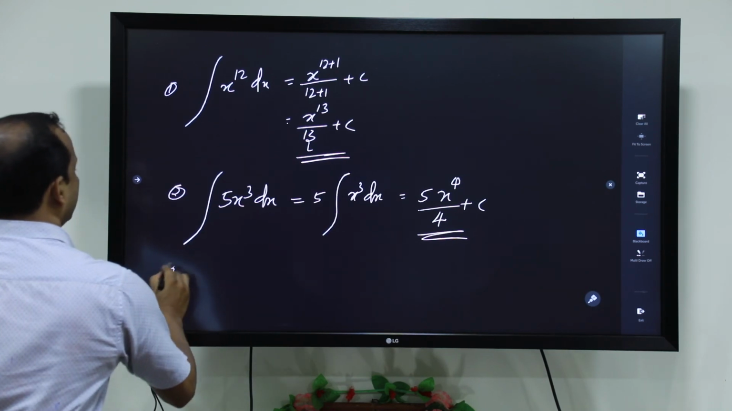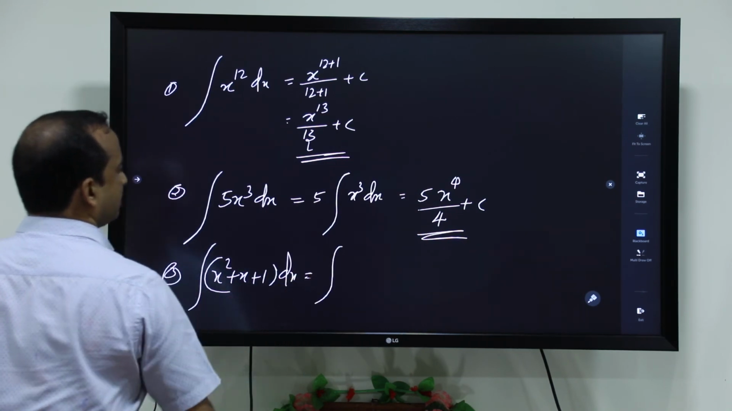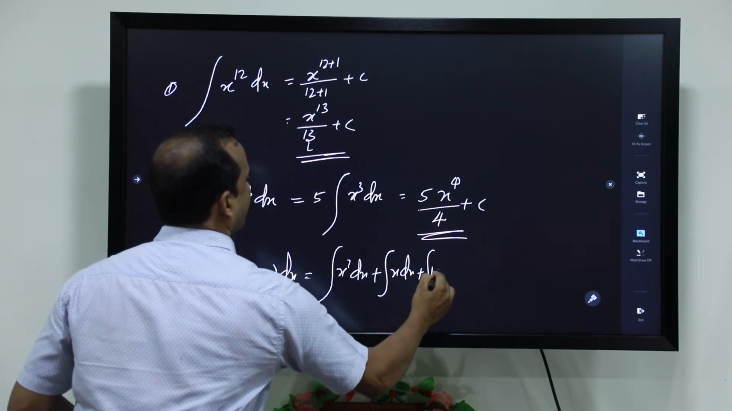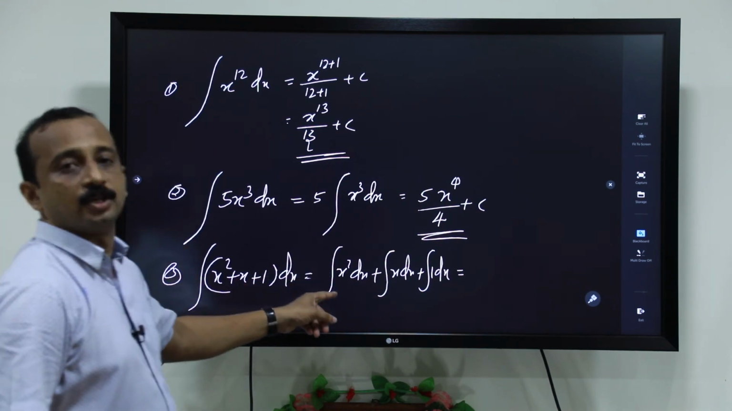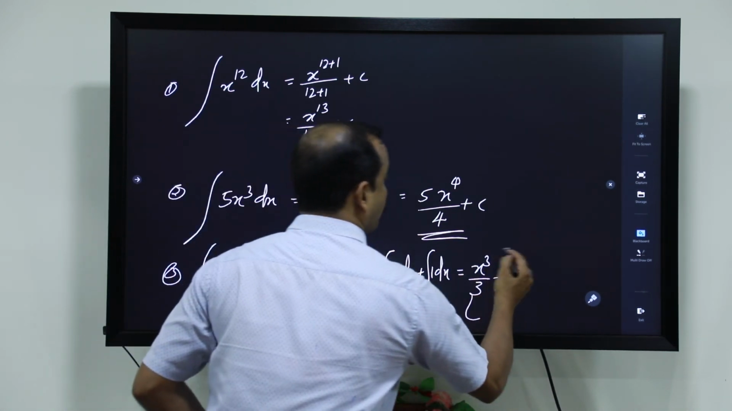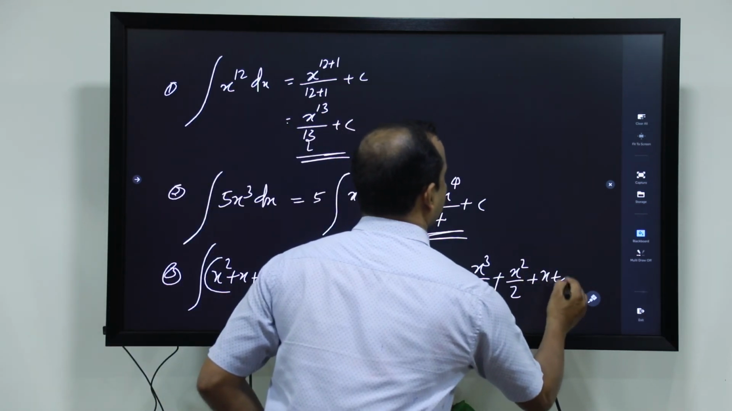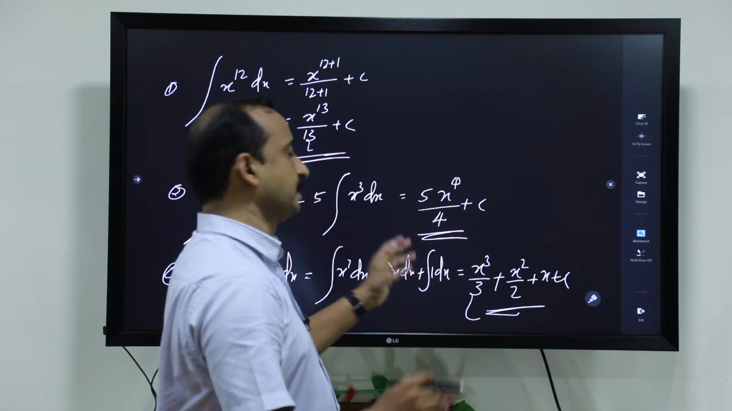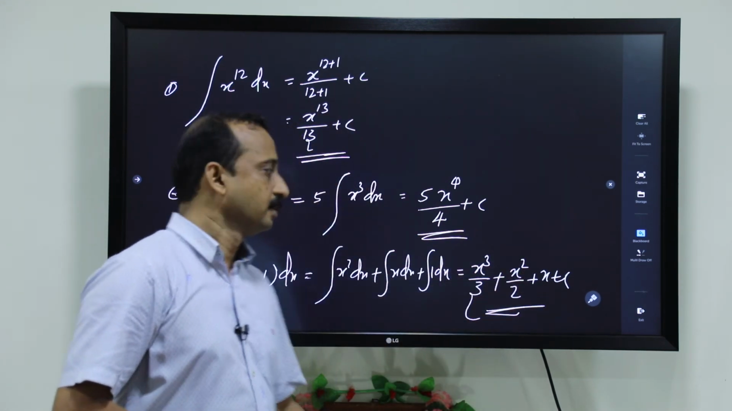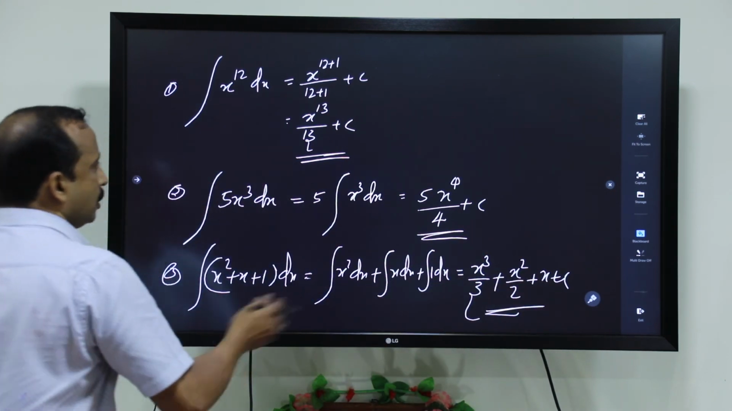Okay. Then integral of x square plus x plus 1 into dx is equal to integral of x square into dx plus integral of x into dx plus integral of 1 into dx. The integral of x square is x raised to 2 plus 1, that is 3, divided by 3, plus integral of x raised to 1 plus 1, that is x square divided by 2. Integral of 1 is x plus c, because you already learned the formula that integral of 1 is x. Otherwise, you take 1 as x raised to 0: x raised to 0 plus 1 by 0 plus 1, that is x raised to 1 divided by 1, that is x. So the answer is x cube by 3, x square by 2, x, plus c. Okay.